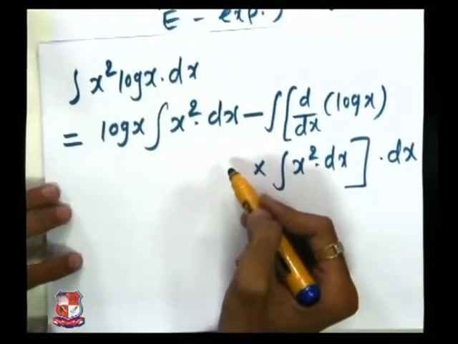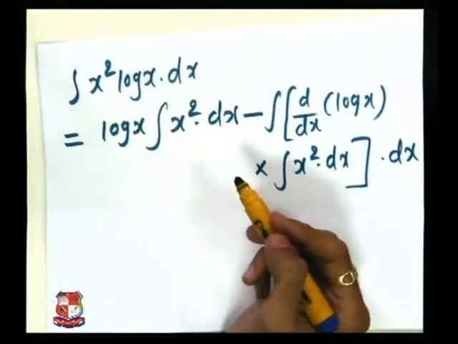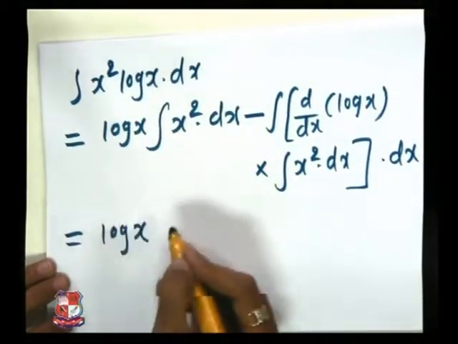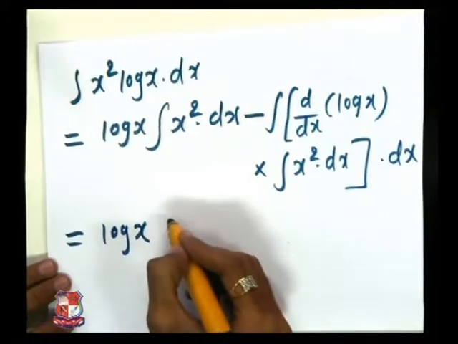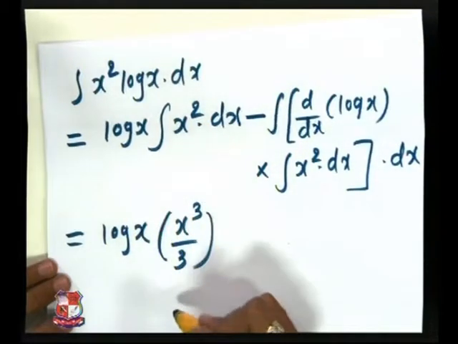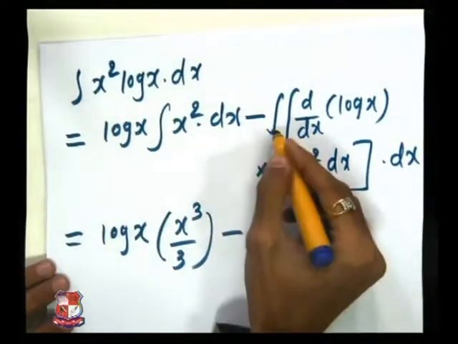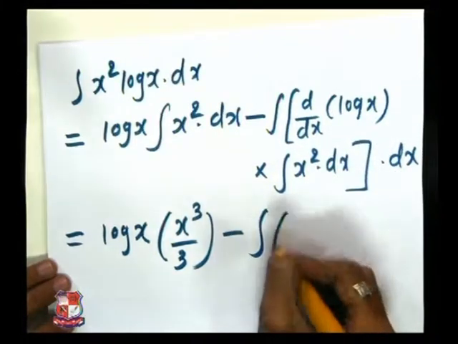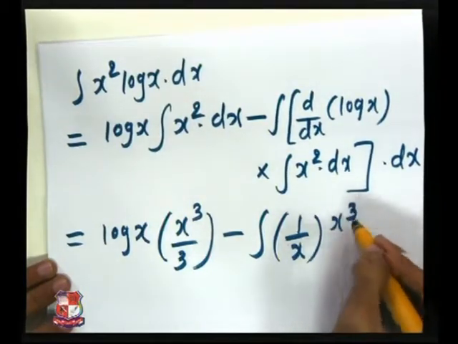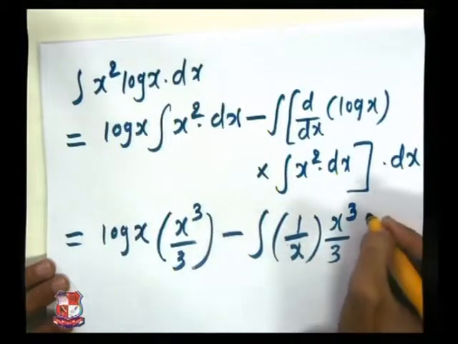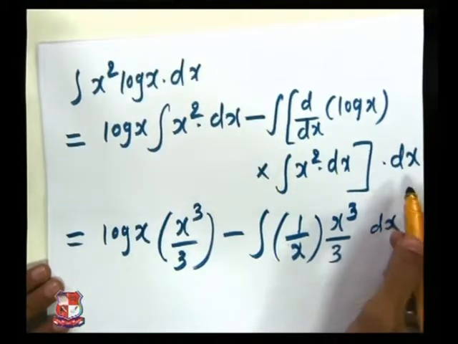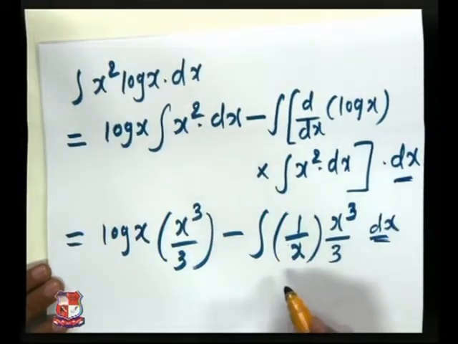So here we will get this is equal to log x into integration of x square, that is x cube by 3, that is x raised to n plus 1 upon n plus 1, minus integration differentiation of log x, that is 1 upon x, into integration of x square, that is again x cube by 3, into dx. This dx is here.